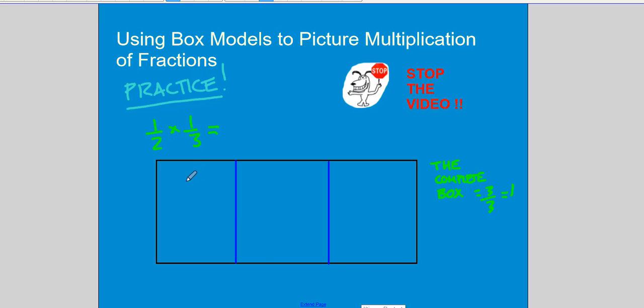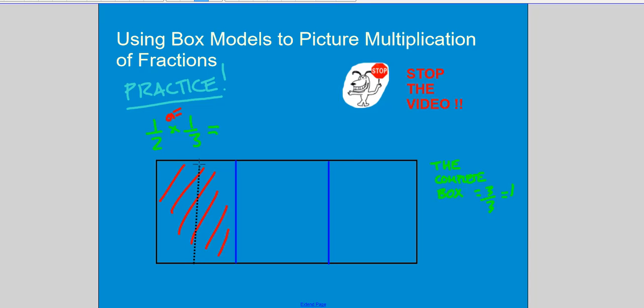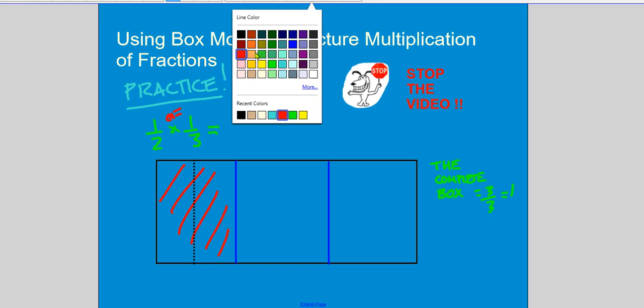Okay, so let's start with a third. So this is 1/2 of a third. So here's a third right here. Okay, so now you're taking 1/2 of that. So we're going to split that in half. Like so. So we're talking about this area right here.